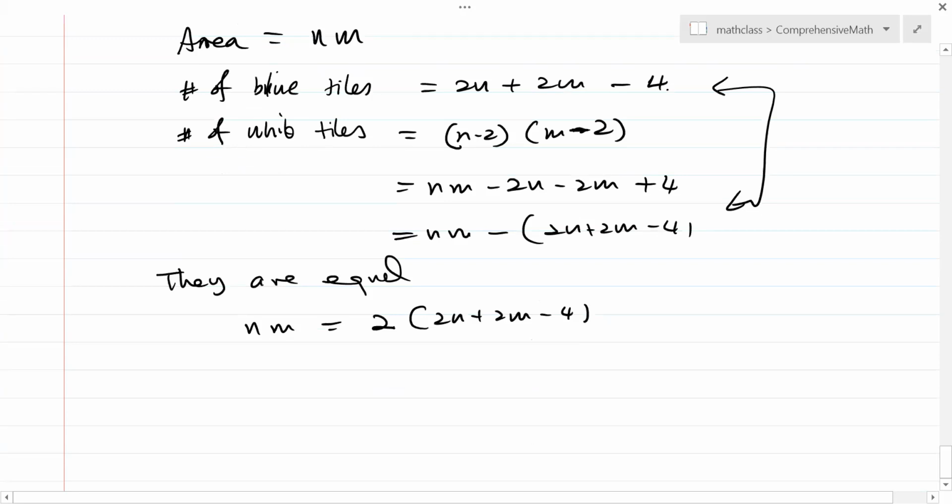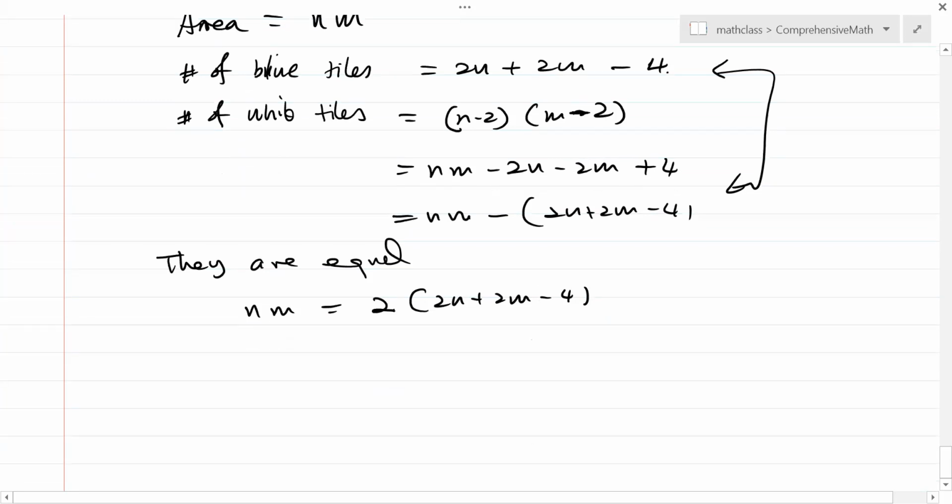How can we solve this problem? That's pretty standard. If you see a question like that, you're trying to solve for N or M, it doesn't matter. They're equal in position. So N, M minus 4, 4M equals 4N minus 8.